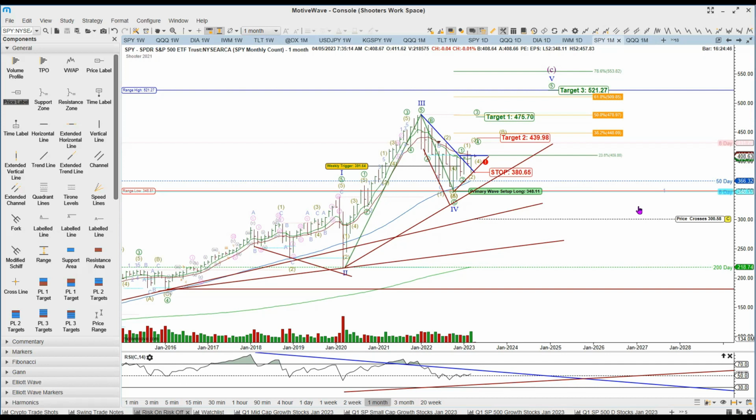The thesis on China printing money and BOJ, I don't see that stopping or waning. And honestly, according to Jamie Dimon, the banking crisis isn't over. So how much more money are they going to print?